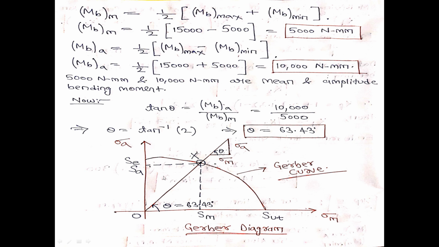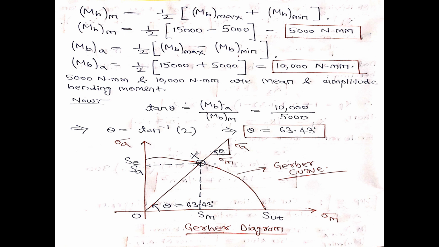So tan theta is what? MBA by MBM. Sorry, this y is your alternating bending moment. X is your mean bending moment. So MBA is 10,000 divided by MBM is 5,000. If you solve it, take the inverse of tan, tan inverse of 2, you will get the value of theta.